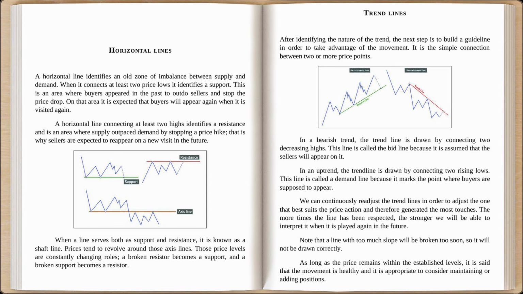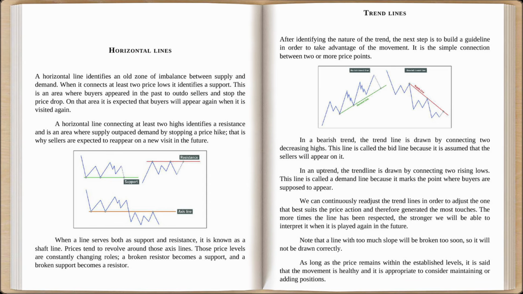Trend lines. After identifying the nature of the trend, the next step is to build a guideline in order to take advantage of the movement. It is the simple connection between two or more price points. In a bearish trend, the trend line is drawn by connecting two decreasing highs. This line is called the supply line because it is assumed that the sellers will appear on it. In an uptrend, the trend line is drawn by connecting two rising lows. This line is called a demand line because it marks the point where buyers are supposed to appear.